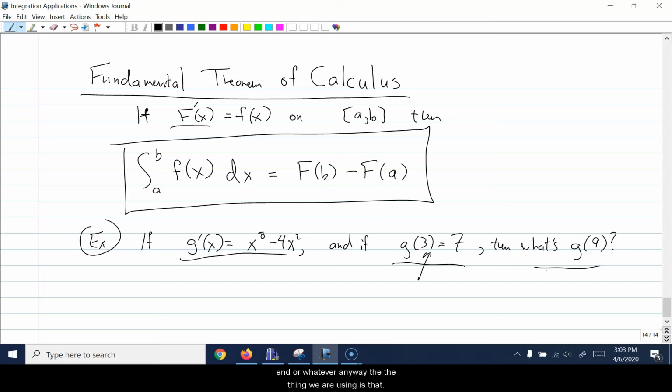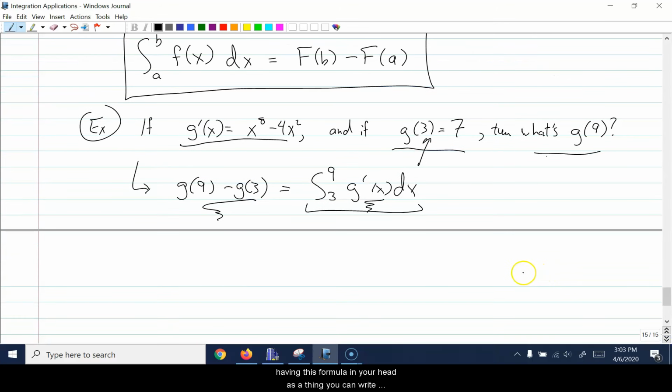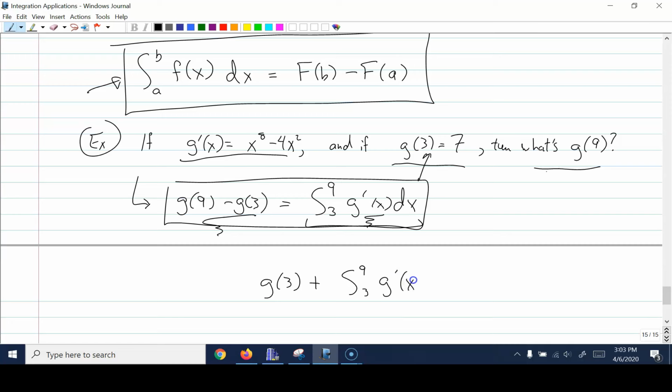Anyway, the thing we are using is that g of 9 minus g of 3 equals the integral from 3 to 9 of the derivative. Right? If I know the rate of change of the thing, integrating it gives me the total change of the thing. And that's enough to figure out the part that I don't know. Having this formula in your head as a thing you can write down to plug everything in makes it pretty simple. You can just think in terms of starting value plus how much did you grow by between 3 and 9 gives you the ending value.